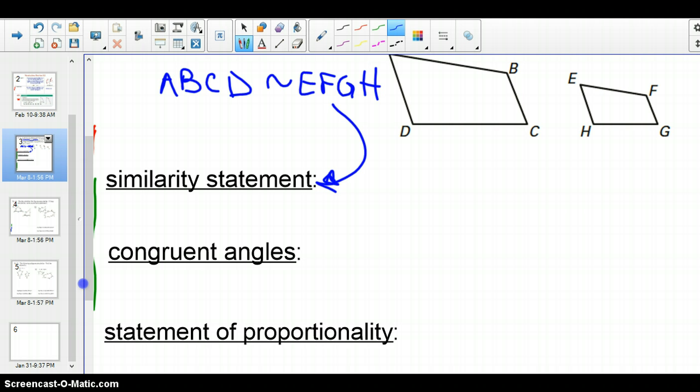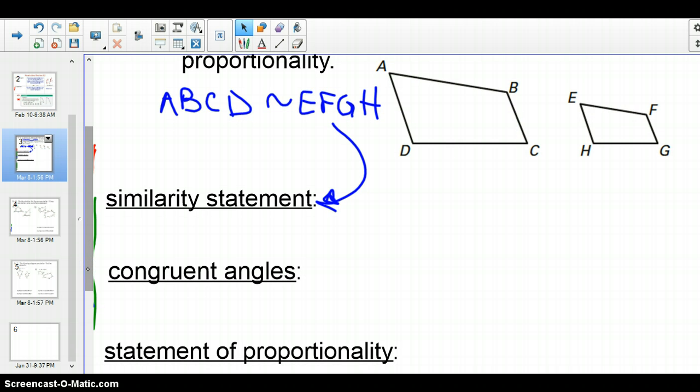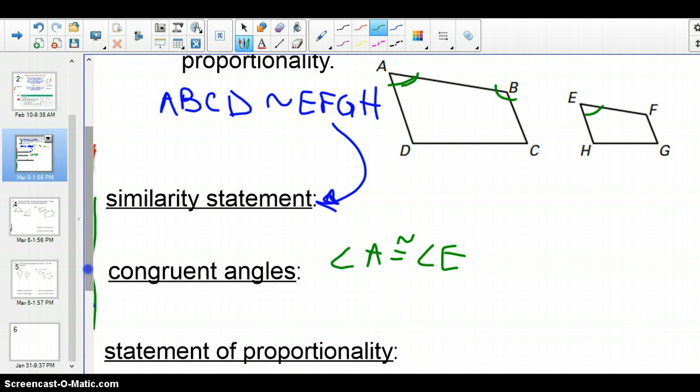Okay, let's talk about the congruent angles. So according to our similarity statement, A is corresponding with E, so those must be congruent. Angle A is congruent with angle E. Angle B is corresponding with angle F.